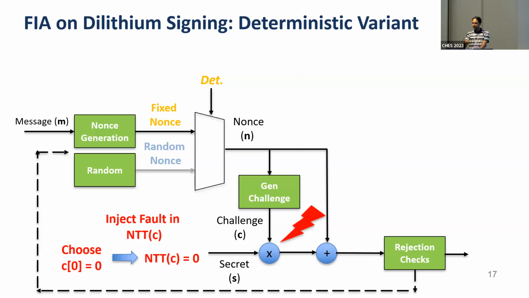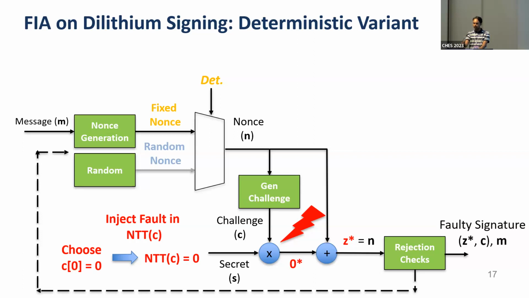Because the attacker can choose the message, the attacker can choose a message such that the first coefficient of C is 0. So if you zeroize the twiddle constants on the NTT of C, you end up with the NTT of C having an all-zero value. What it means is that the product S times C is effectively zero. Because of that, your signature is nothing but the nonce itself. And obviously, we know that leaking the nonce results in a devastating attack on Dilithium.